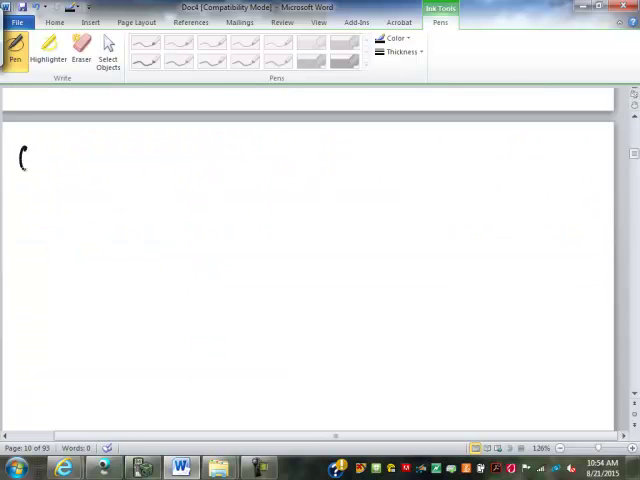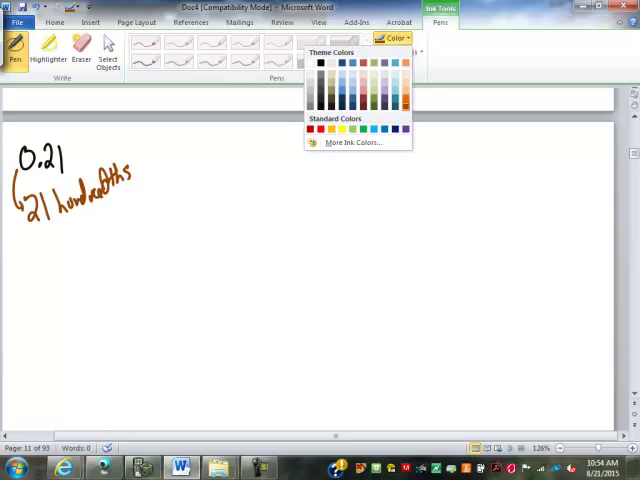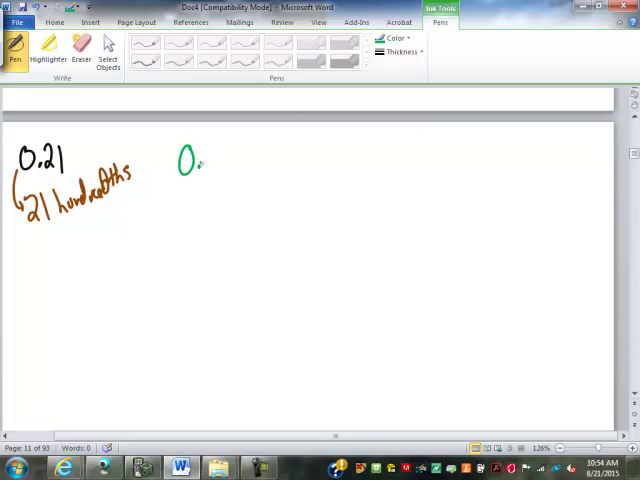Let's look at decimals. 0.21. Now, the formal way of pronouncing that would be 21 hundredths. Good. If I were going to add decimals, let's say 0.21 plus 0.3.